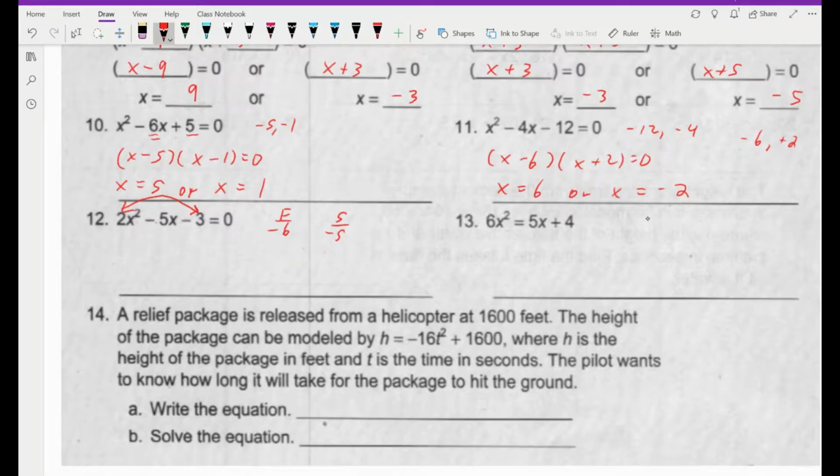How about negative 6 and 1? Would that work? Negative 6 times 1 is negative 6, and negative 6 plus 1 is negative 5. So that does work. So we're going to do 2x squared. We're going to split the middle term here: minus 6x plus 1x minus 3 equal to 0. We split the minus 5x into minus 6 and 1.